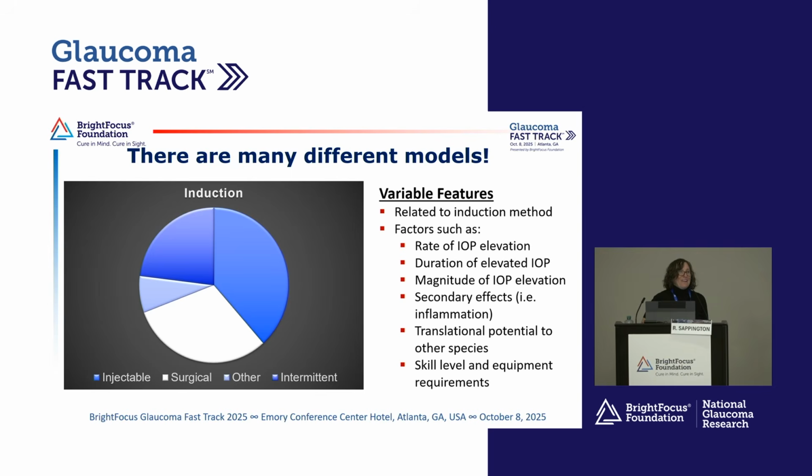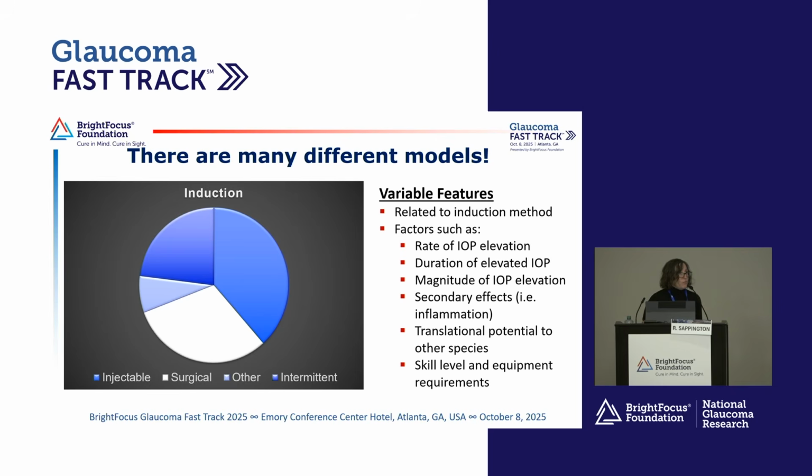But why do we have so many different models? Well, it's related to the variable features, right? So the things that come along with inducing this elevated pressure. And these factors are things like rate of IOP elevation, duration of IOP elevation, the magnitude of IOP elevation, and then also the secondary effects, right? So I already said that the elevation in IOP is often caused by damaging aspects of the anterior segment, and so that has a secondary impact that is arising from the induction itself, and models vary on that.